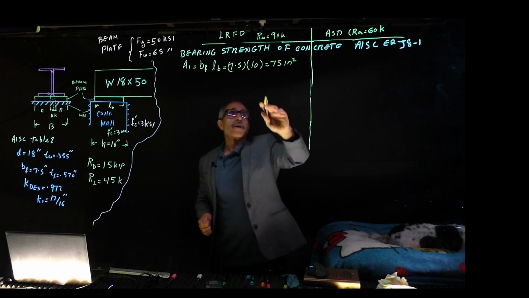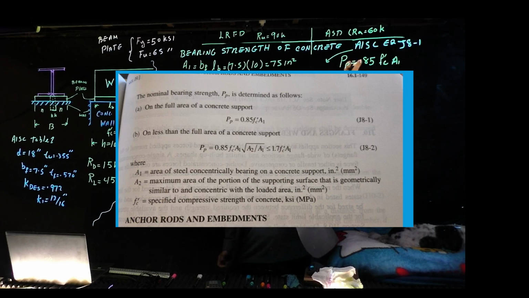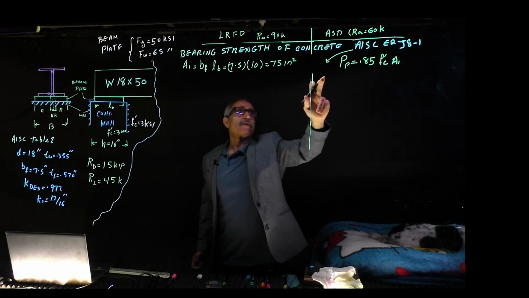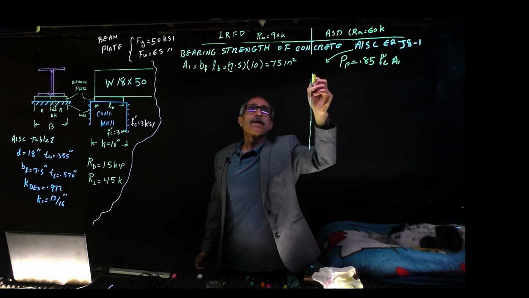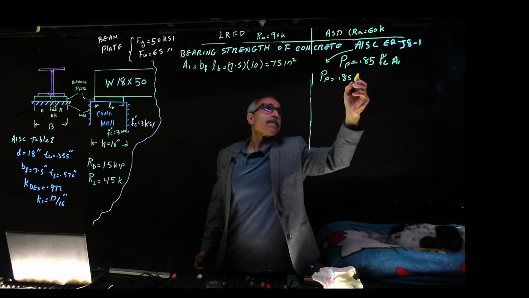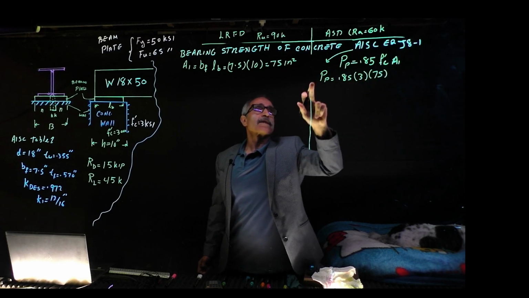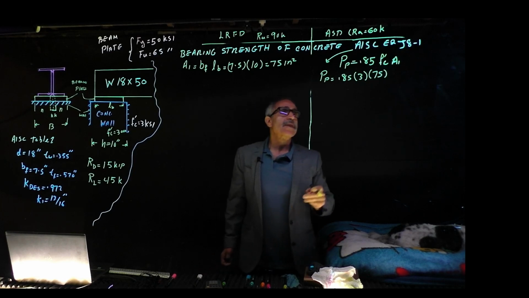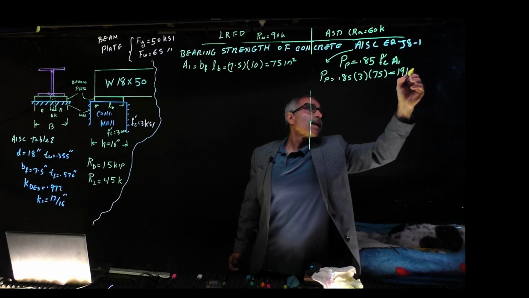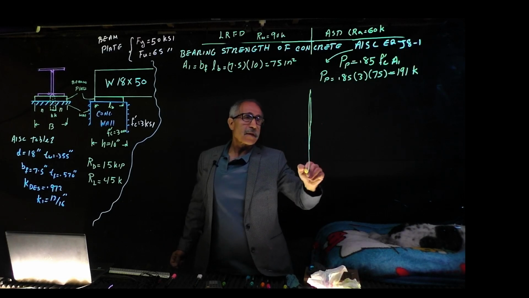And then I'm just going to write an equation here. The J8-1 is PP is equal 0.85 times F prime C times A1. Let's figure that out quickly, and that is PP is equal 0.85 times 3 KSI times 75. And that is equal 191 kip.